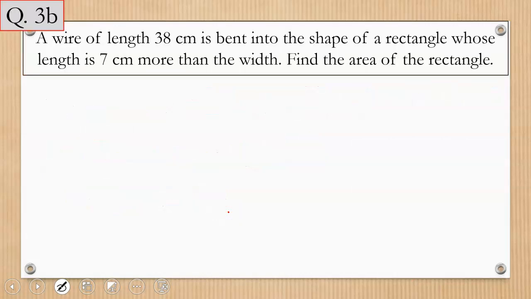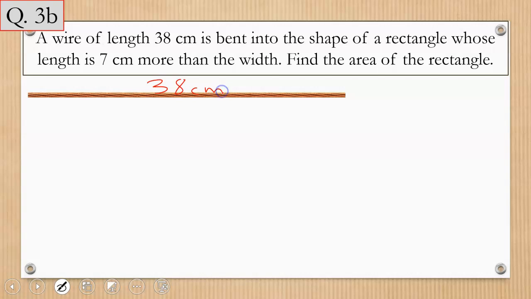Good. Question 3B. A wire of length 38 centimeters is bent into the shape of a rectangle whose length is 7 centimeters more than the width. Find the area of the rectangle. So first of all, we need to note the length of the wire, given as 38. So we can have our 38 centimeter wire here, and the whole length of the wire has been coiled or bent into a rectangle.